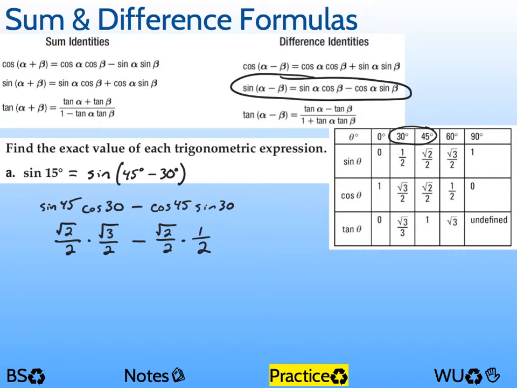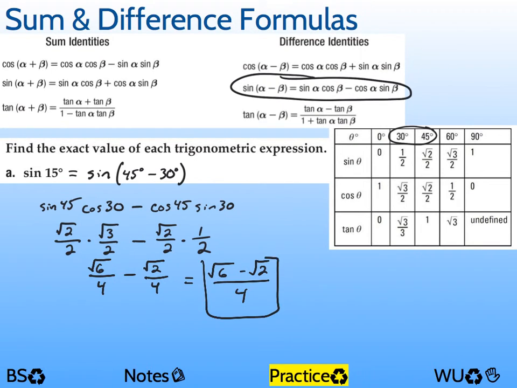So radical 2 times radical 3 is radical 6 over, then we multiply the bottom, 4, minus radical 2 times 1 is radical 2, all over 4. And then this just equals radical 6 minus radical 2, all over 4. And that is the exact value of sine of 15.